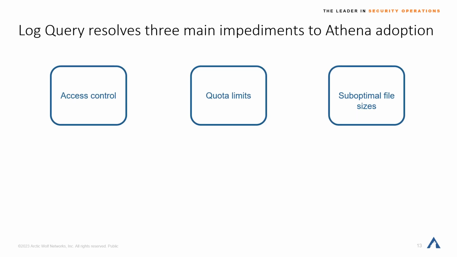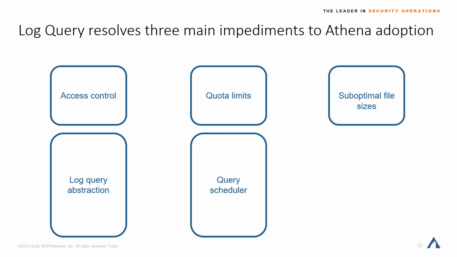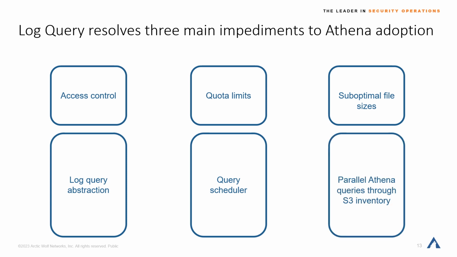And this is just summarizing what I've talked about in terms of access control. We've created this log query abstraction that defines particular use cases and doesn't just allow ad hoc access to our data store. We've addressed the quota limits through our query scheduler service. We've addressed temporarily the suboptimal file sizes by parallelizing the Athena queries. And specifically, we use S3 inventory. We have logic tuned around that in order to make our queries efficient.